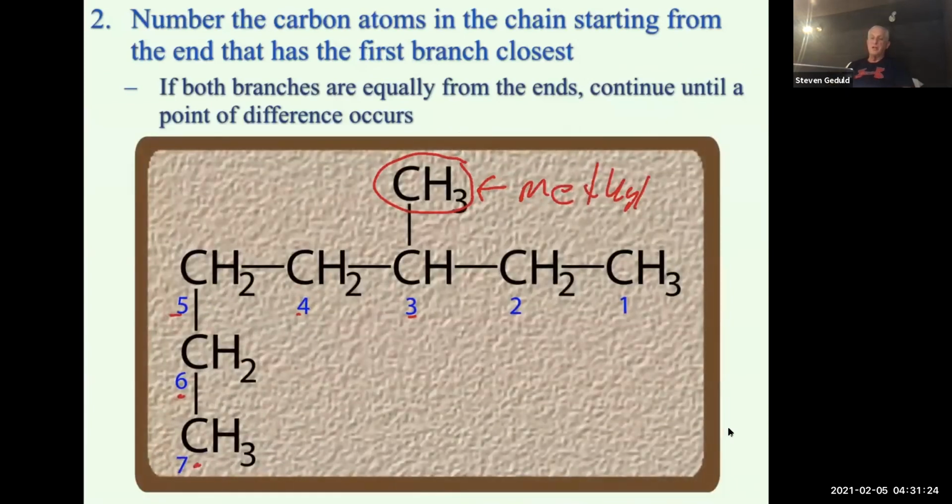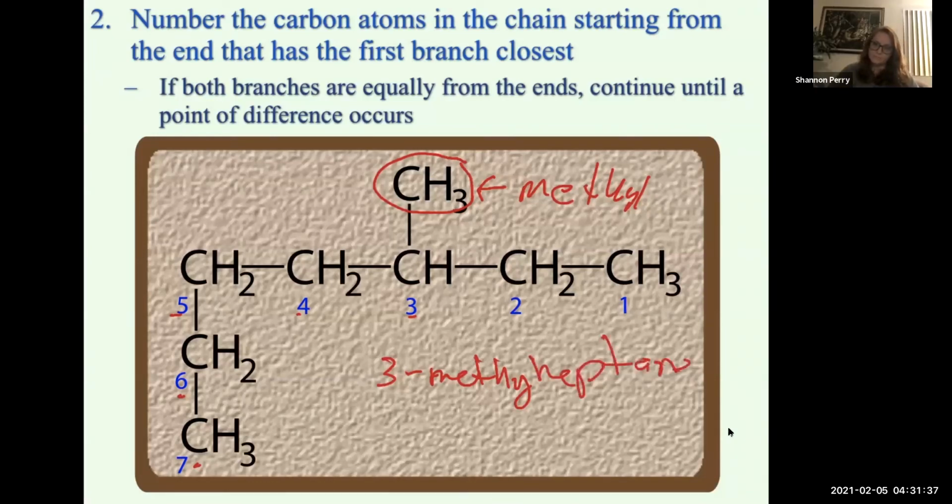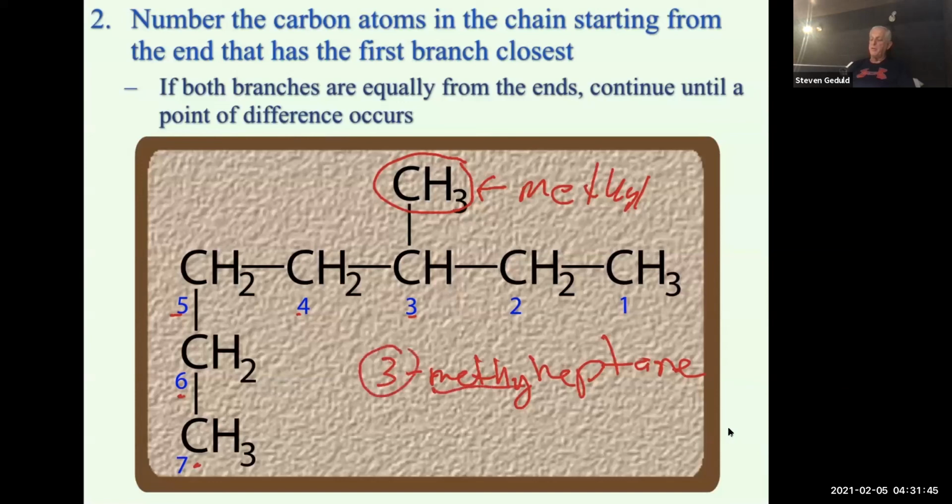So the name for this thing would be 3-methyl. And what's 7? Heptane. That's the name. That's 3-methylheptane. There's a methyl group at number 3 carbon. There's 7 carbons, and they're all single bonds. So that's how you do it. I told you in organic, work backwards. It's a lot easier. So this is heptane, all single bonds.